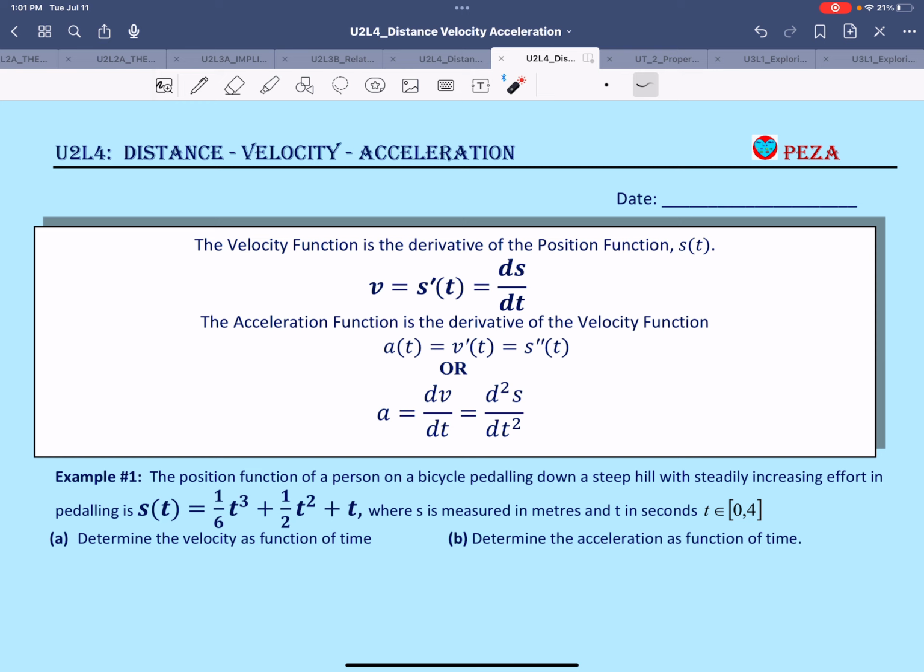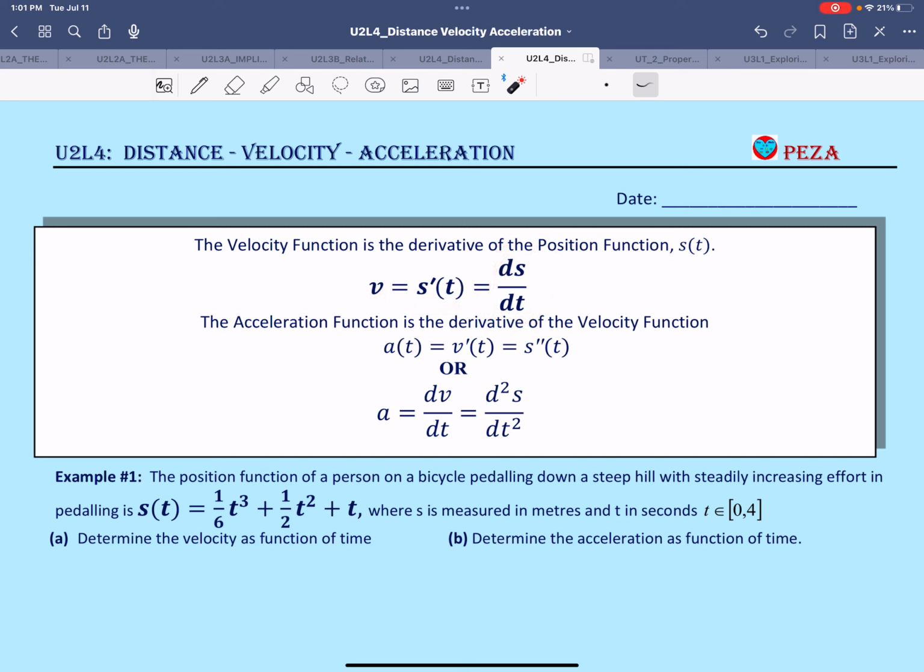Because position is a vector quantity that tells us the location of a point, not just the distance, the rate of change of position gives what we call the velocity of a function, which in itself is also a vector quantity. So it tells us not only the magnitude, but also the direction of the motion. Velocity is equal to the first derivative of position, or in Leibniz notation, we write ds/dt.